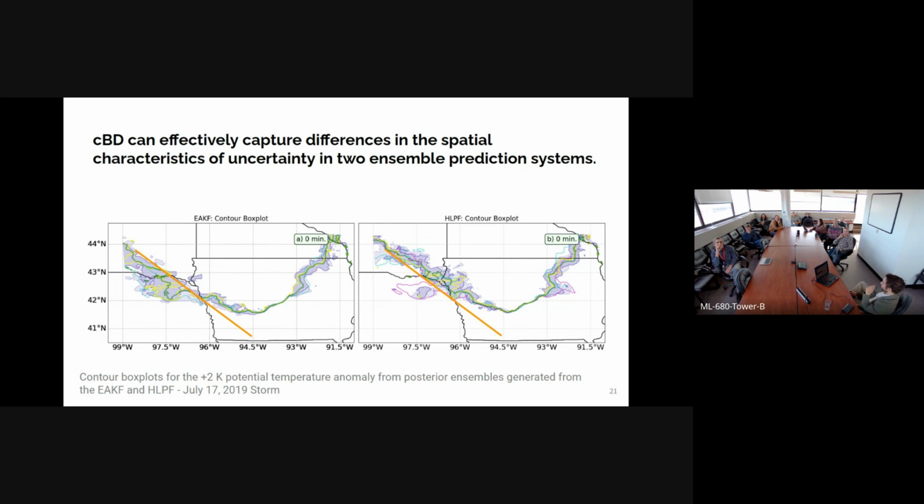The main takeaway is that from contour box plots, we can see some pretty clear differences in the spatial characteristics of the uncertainty within these two ensemble prediction systems. Specifically on the southwest edge of the storm, just of the cold pool, I've added this orange line for reference, but even without it, you can see a pretty clear difference between the entire location of the 100% band for the EAKF updated ensemble versus the 100% band for the hybrid local particle filter updated ensemble. So we get this sense from looking at contour box plots that there are pretty significant differences between these two ensembles and between what these two data assimilation strategies are suggesting.